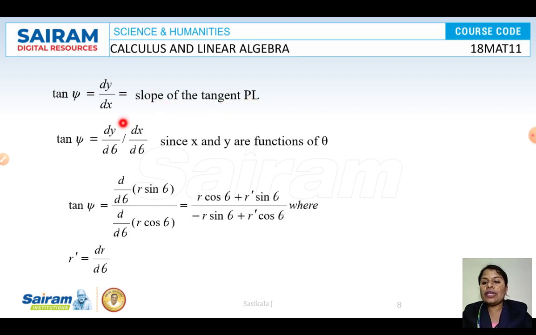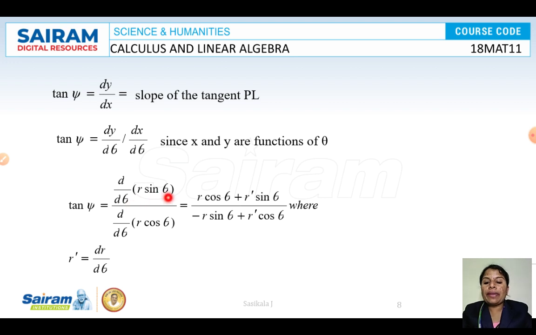But actually y and x are expressed in terms of theta. For that purpose, I'm going to write dy by dx as dy by d theta divided by dx by d theta, since x and y are functions of theta. Now you can write d by d theta of y, which is r sin theta, and d by d theta of x, which is r cos theta. Now differentiate this with respect to theta.